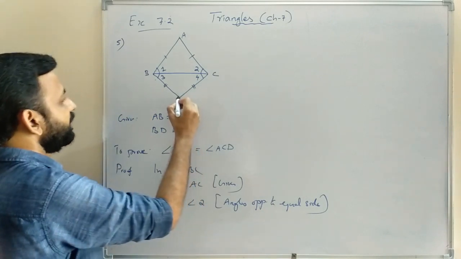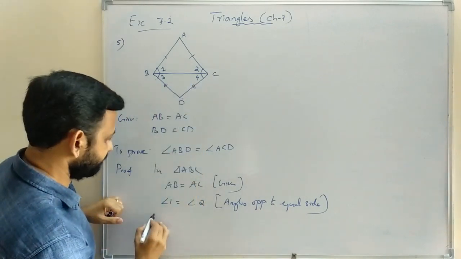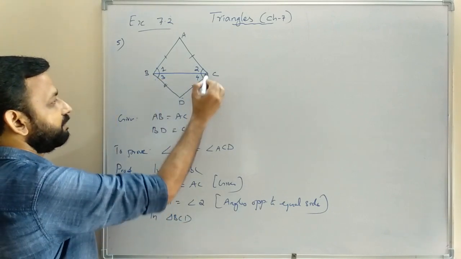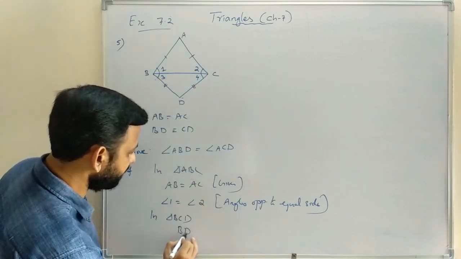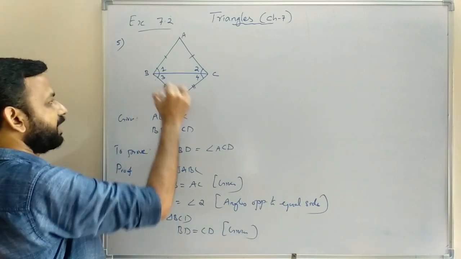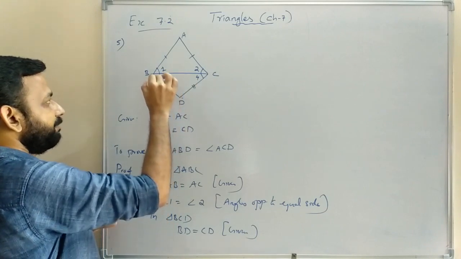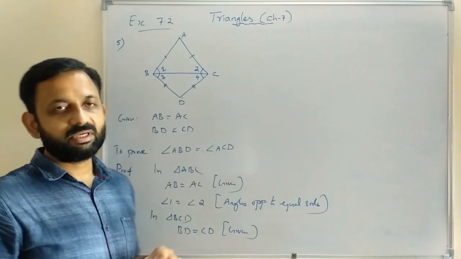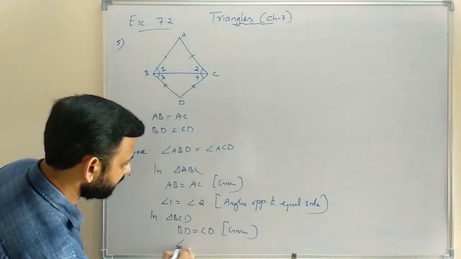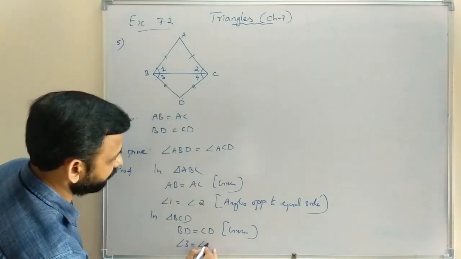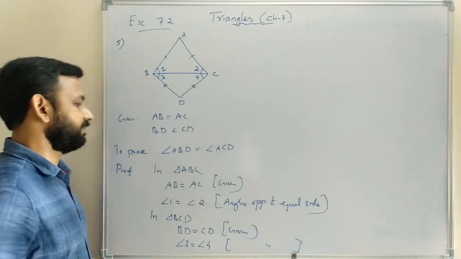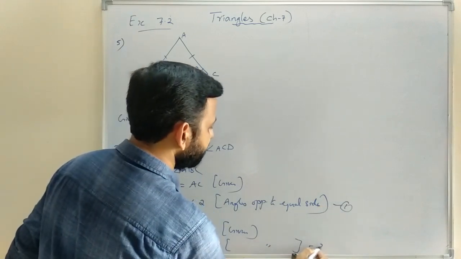Then similarly, in triangle BCD, BD equals CD, that is given. BD and CD are equal. Therefore, angles opposite to those equal sides are equal. So we can write angle 3 equals angle 4. Same reason, angles opposite to equal sides are equal. So this is equation number 1 and equation number 2.